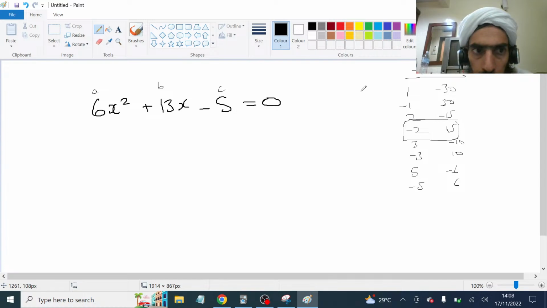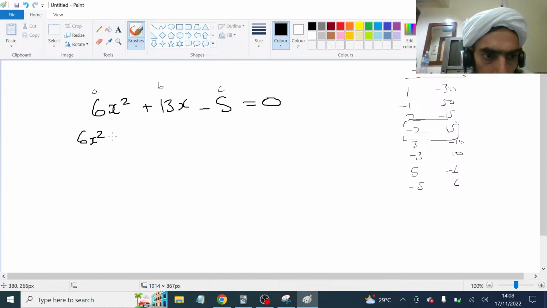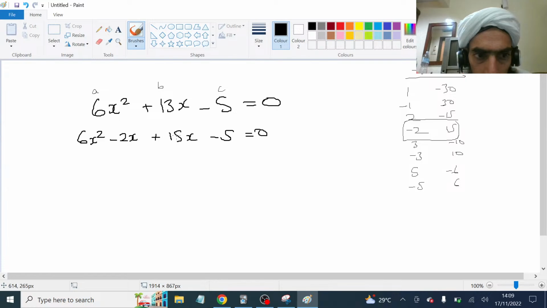So it's that pair. And then rather than put them straight into the brackets, this technique is a little bit different. 6x squared stays as it is, minus 5 stays as it is, equals 0 stays as it is. But in the middle, the plus 13x has to be changed to minus 2x plus 15x. You're using these two numbers to rewrite the plus 13x. You can check with the calculator that minus 2 plus 15 does make the plus 13, but we can trust it for now.